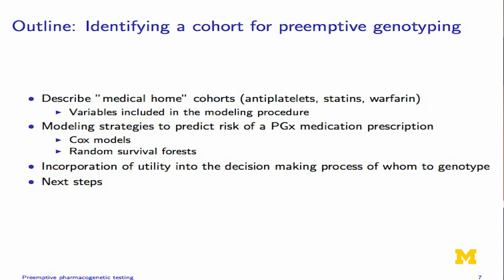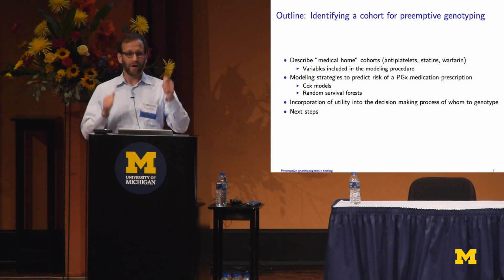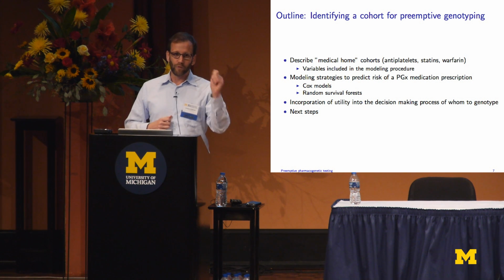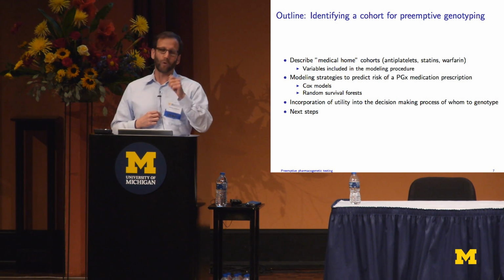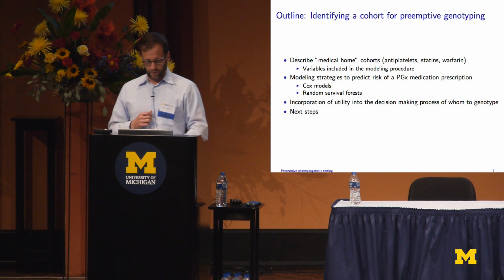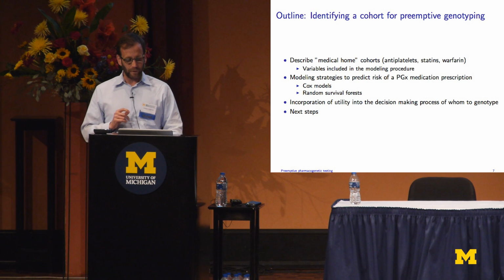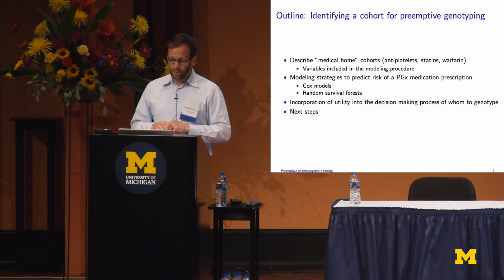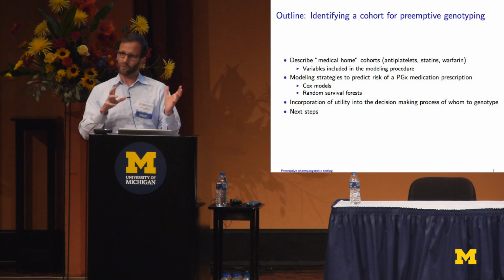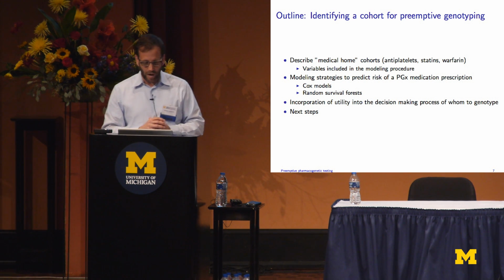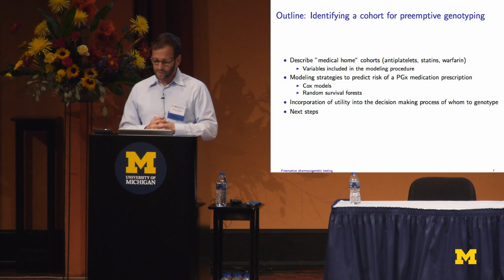So this is a little bit of an outline. What I first want to do is describe who our medical home cohorts are. There are going to be 3 of them. We're going to build a model for antiplatelets, statins, and warfarin, and I'll talk about the variables that we're incorporating into those models. Then I'll talk about the modeling strategies and how we evaluate the models to predict the risk of a pharmacogenetic medication prescription. Again, we're trying to predict a medication prescription or an indication for a medication prescription. So we're going to do that with a Cox model, as well as with random survival forests. And then I want to talk very briefly, and this is still unfinished work, so I'll just give an example of how it might work out, the incorporation of utility into the decision-making process of whom we want to genotype.